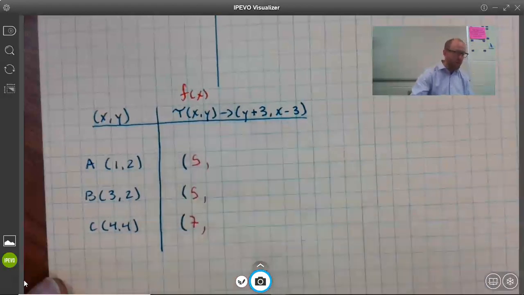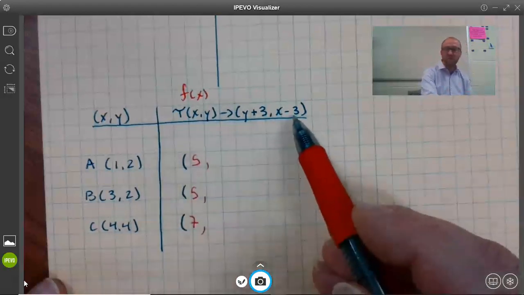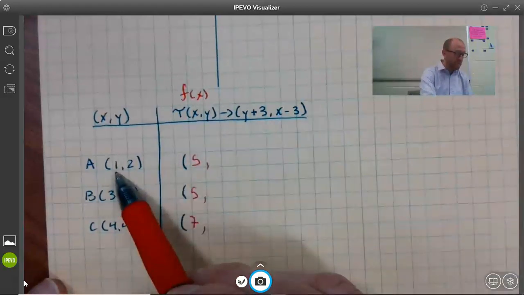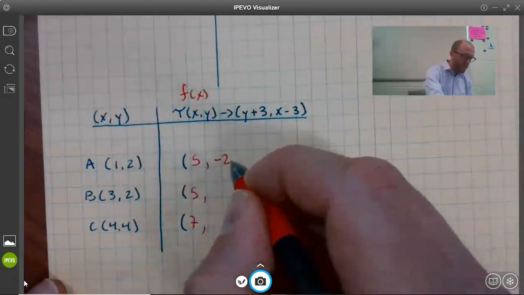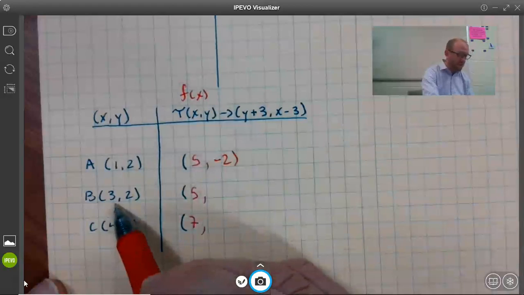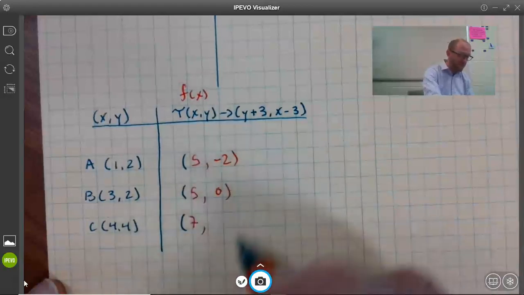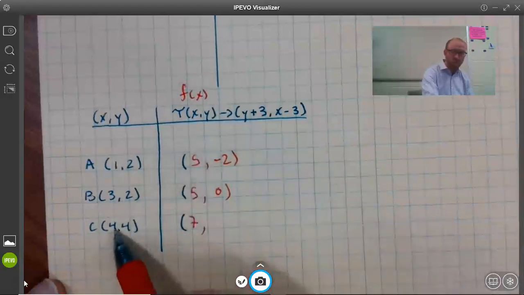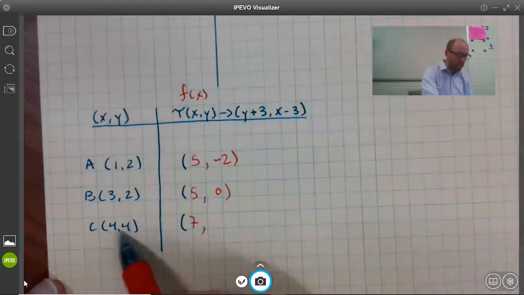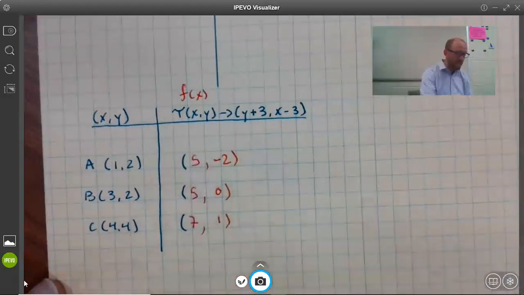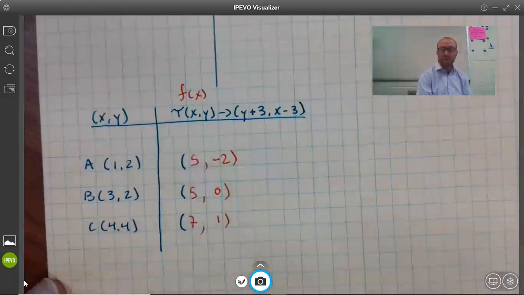Now we'll do our y coordinates. Take our original x and subtract 3. So 1 minus 3 is negative 2. 3 minus 3 is 0. 4 minus 3 is 1. Then we'll go plot these points and see what it looks like.